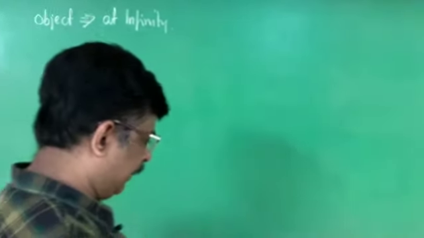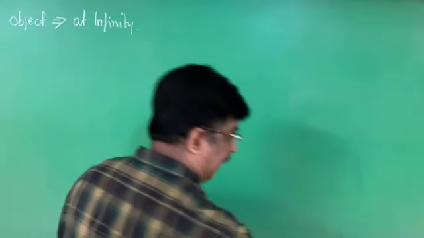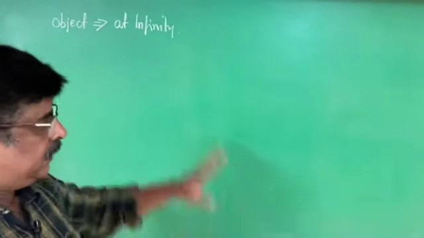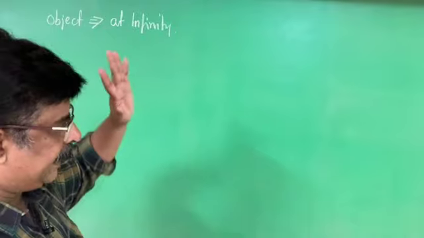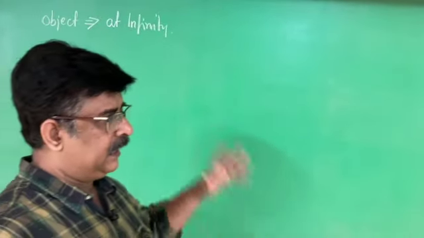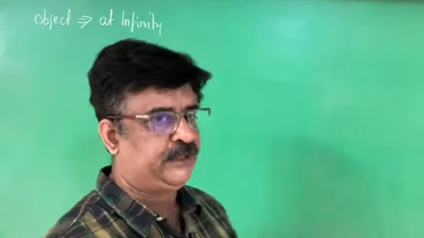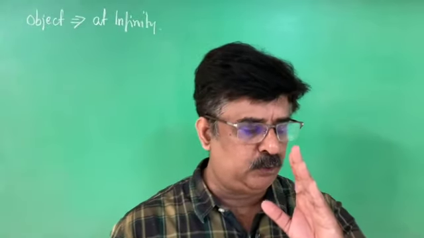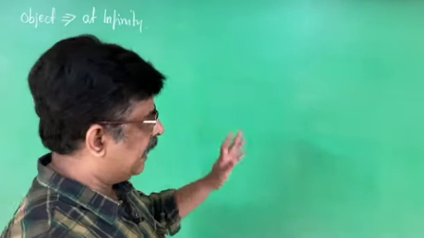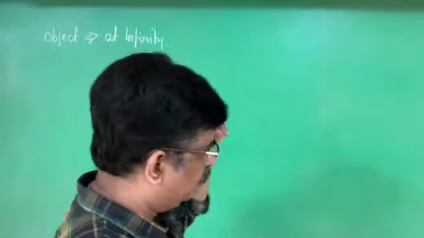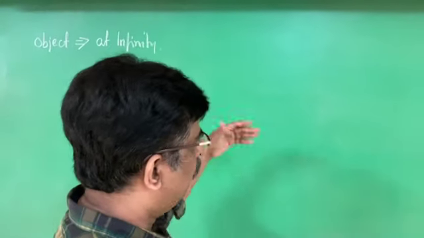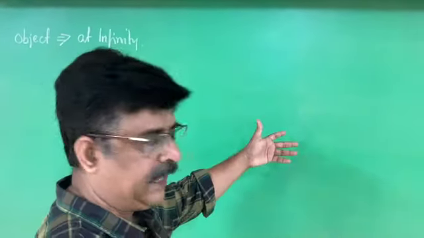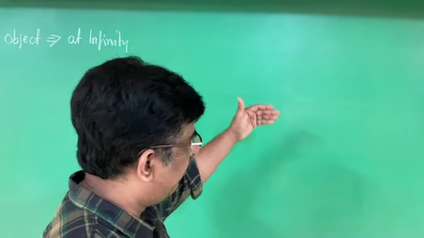First position is the object is at infinity. Now you have to start writing along with me, because writing the ray diagram is a skill part. Writing the ray diagram is going to fetch you marks. And you should not say that I will write afterwards. No, you have to write along with me. Why? Because once you write along with me, you can understand which are the points I give emphasis.